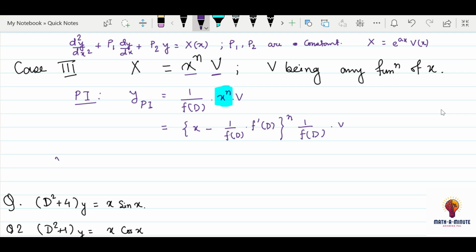Okay. So if the value of n equals 1, then our particular integral will be x minus 1 by f of D, f dash D whole to the power 1, into 1 by f of D into V. Okay. Now try to understand this concept with two examples. Okay.